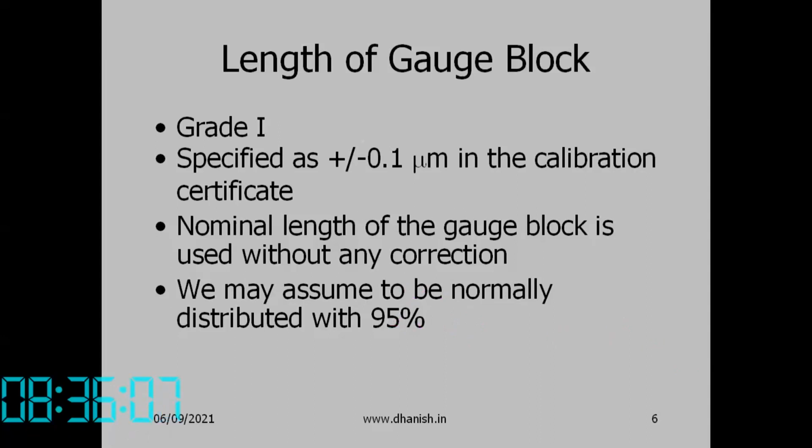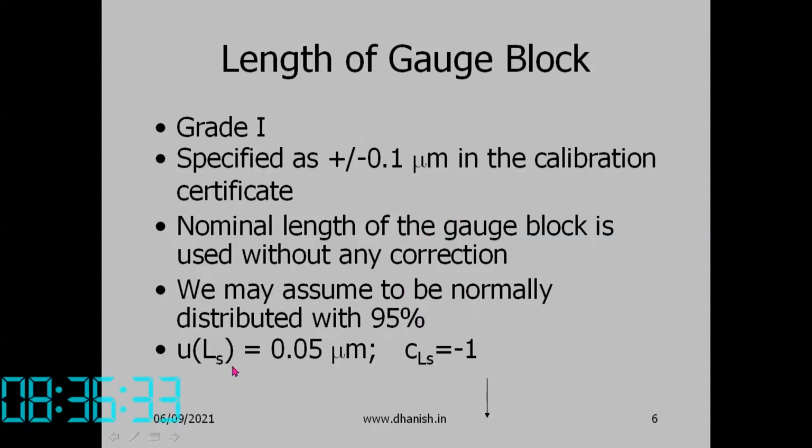For example, if you are told that the output is a digital reading, then we know that it should be uniform or triangular, or the difference between two digital readings should be triangular. So based on your information, you have to determine the distribution. Here, plus minus 0.1 micron, so we can assume it to be uniformly distributed.